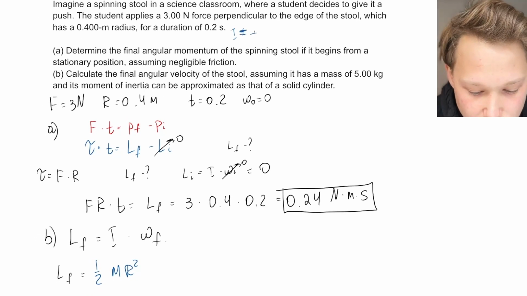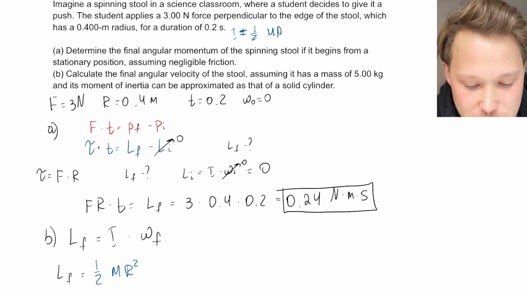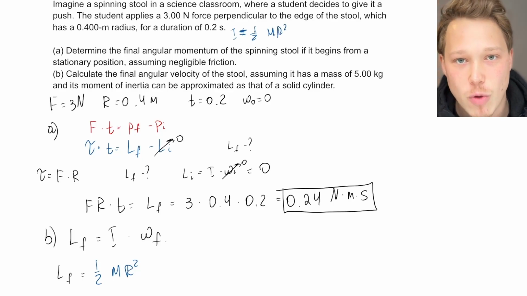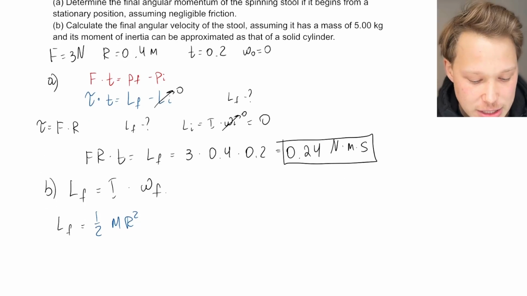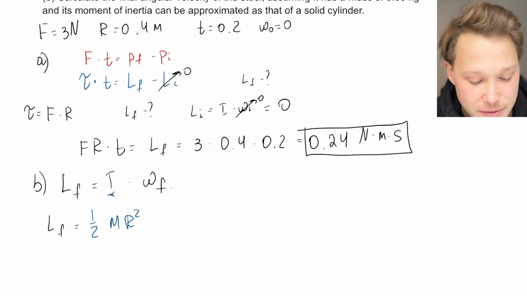Typically, I should have given you I in the problem. So don't worry if you didn't recall this equation, right? Because it either should be given to you directly in the problem or separately on an equation sheet. So this is something that you would know, that I is equal to 1/2 mr squared for this specific example.